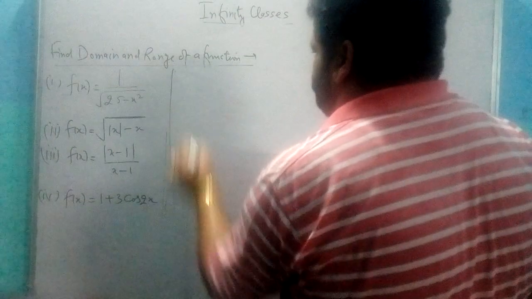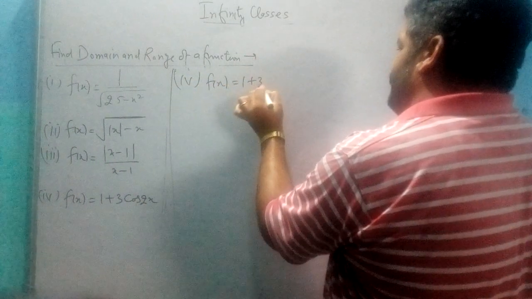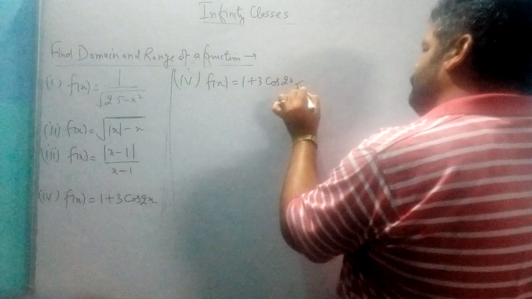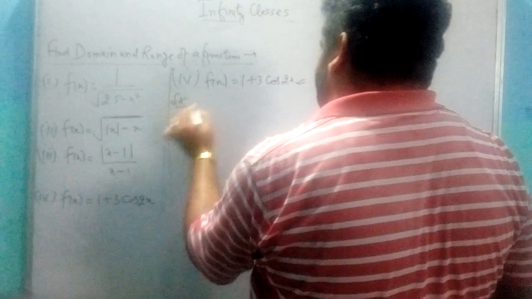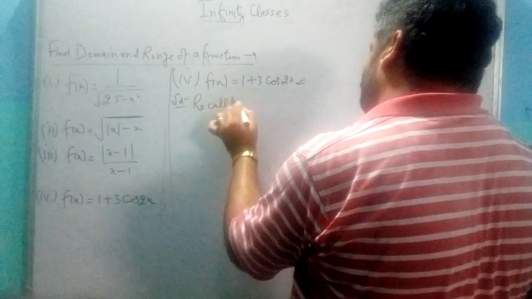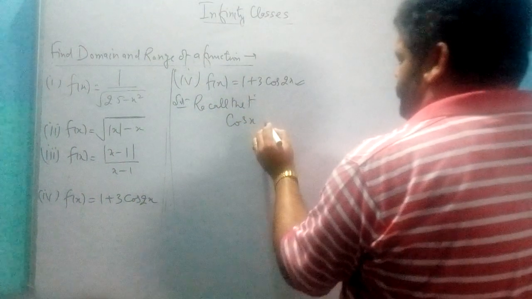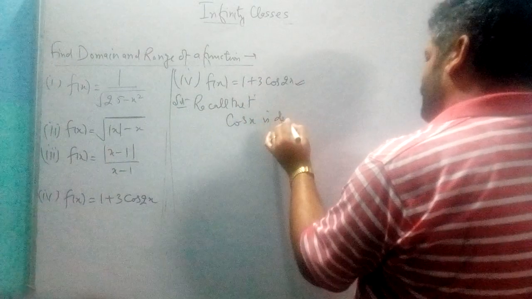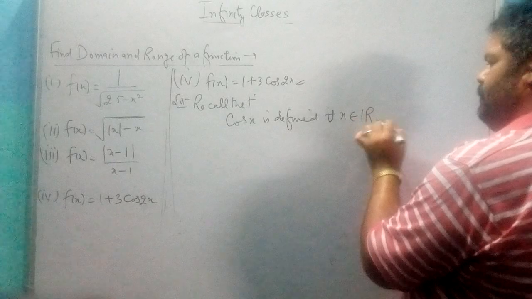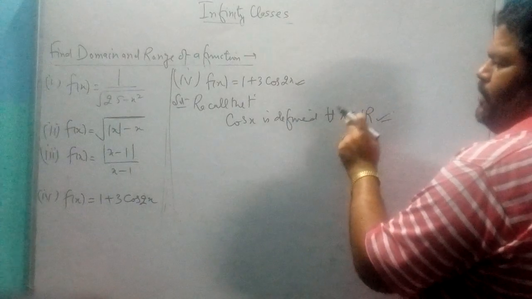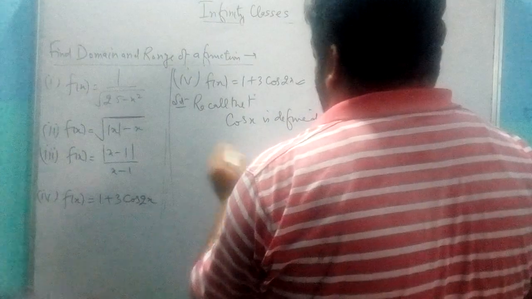Number 4, f of x is equal to 1 plus 3 cos 2x. For domain, first we recall cos x is defined for all x belongs to real. Either this x is in degree or radian, its value is finite and real.